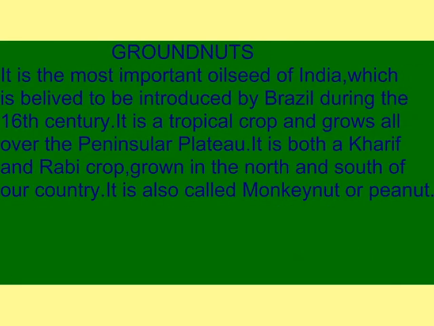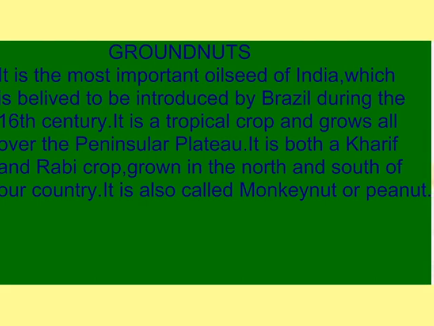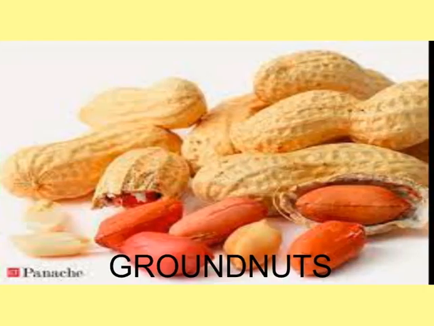Now we have to keep in mind here, it is the most important oil seed of India, which is believed to have been introduced by Brazil during the 16th century. It is a tropical crop and grows all over the peninsular plateau. It is both a kharif and a rabi crop grown in the north and south of our country. It is also called monkey nut or peanut. So that's what we are talking about, the groundnuts.